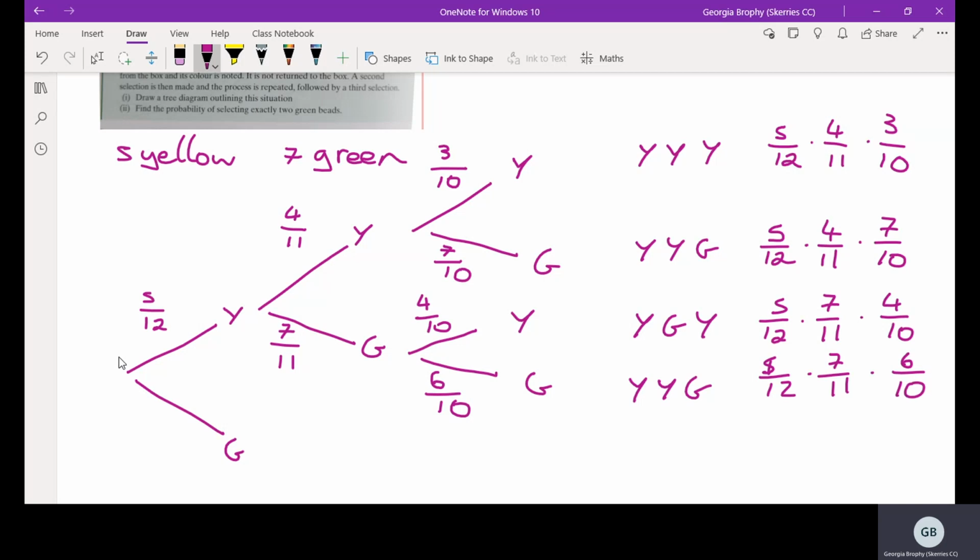If you're wondering why I'm asking you to multiply the probabilities, it's because we're using the word and. What we're talking about here is the probability of choosing one colour and another colour and another colour. And in probability, when we have the word and, we multiply.